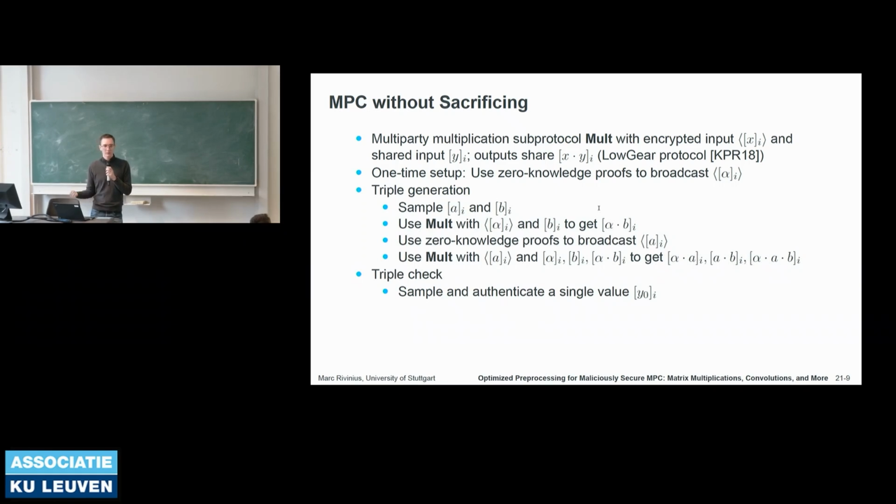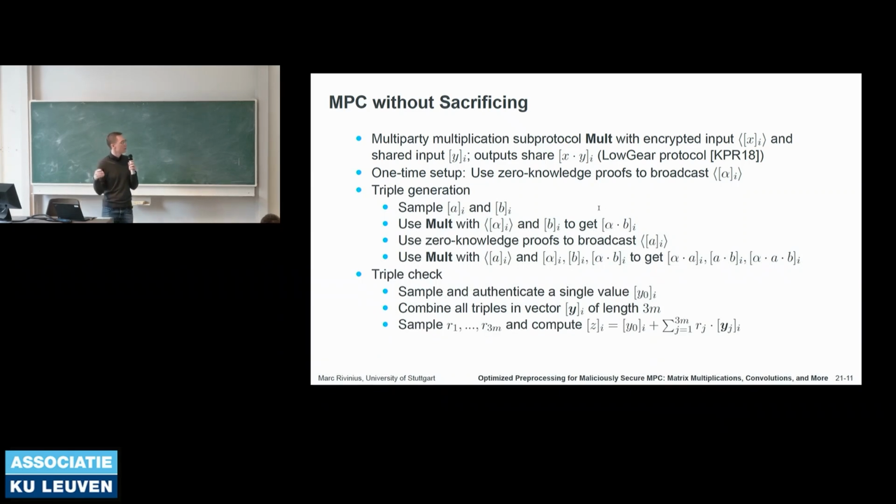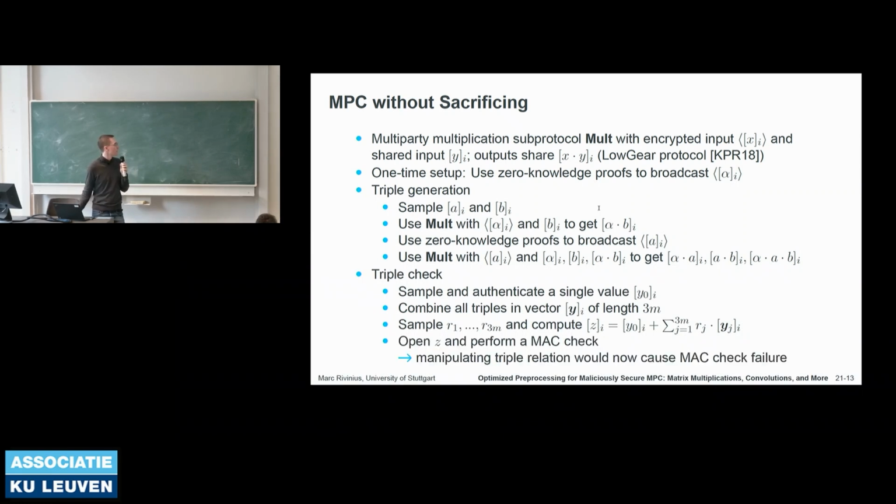And now what we do instead of the sacrificing is we just generate a new value and open a linear combination of all the values. So we just take all the triples, say there's 3 values, and concatenate them into a random linear combination, open that, and do a MAC check on this.